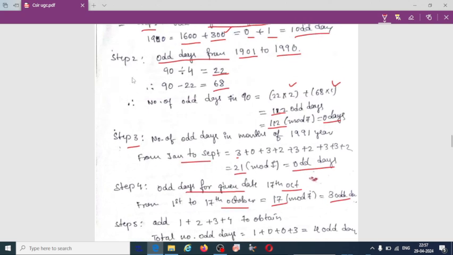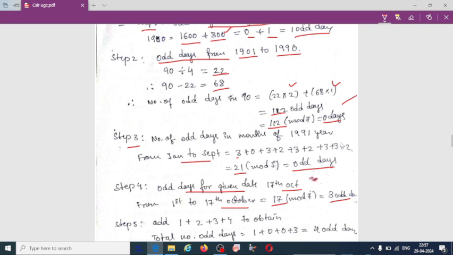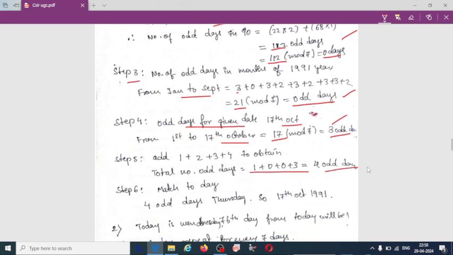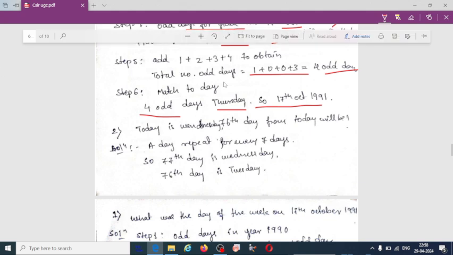So add all these steps. In step 1 we got 1 odd day, step 2, 0 odd days, step 3, 0 odd days, step 4, 3 odd days. Add all these and you will get 4 odd days. The 4th odd day, as I discussed previously, relates to Thursday, because Sunday is 0, Monday 1, Tuesday 2, Wednesday 3, and 4th is Thursday. So 17th October 1991 will be Thursday. Like that you should solve.